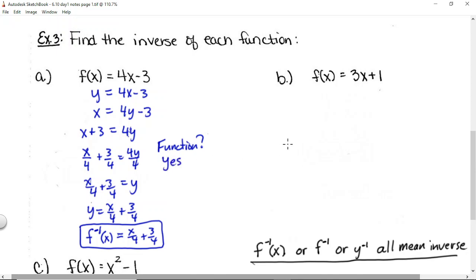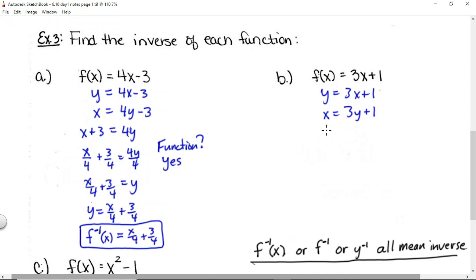Okay, let's look at the next one. So we write it with y first of all. Then we just swap the variables. Just be careful, but you literally just swap them. When you see y, you write x, and when you see x, you write y, and that's it. But now we just solve for y.